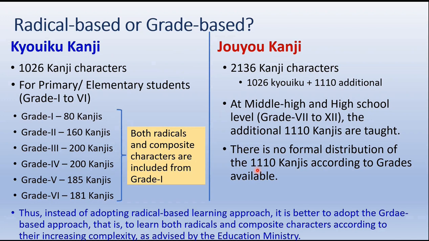So the summary of this slide is that instead of adopting a radical-based learning approach, it is better to adopt the grade-based approach, that is to learn both radicals and composite characters according to their increasing complexity as advised by the ministry. So in our case, we are going to start with grade 1, the 80 kanjis, in the first phase of kanji learning, and after that we will move to grade 2. In this way, the learning of 1026 kanji characters will be completed with time.